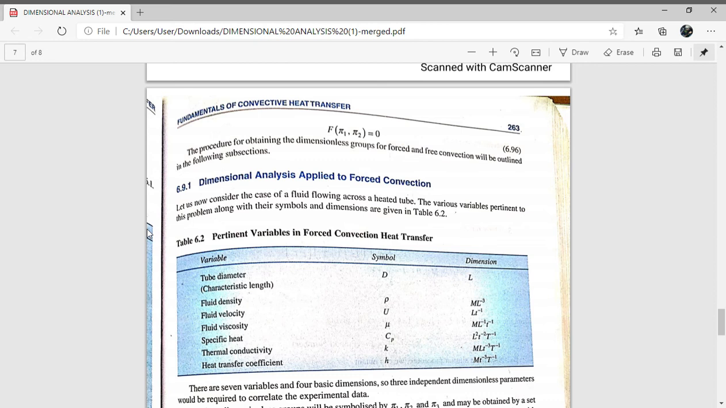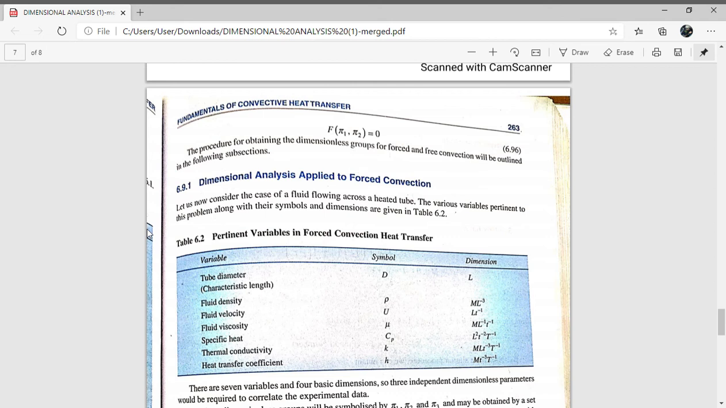So heat transfer coefficient, if you see this table, is dependent upon so many variables: tube diameter, fluid velocity, fluid density, fluid viscosity, specific heat, thermal conductivity, and the heat transfer coefficient. So it depends upon all the variables. If you count them, 1, 2, 3, 4, 5, 6, 7, there are 7 variables. That means in this problem n equal to 7.